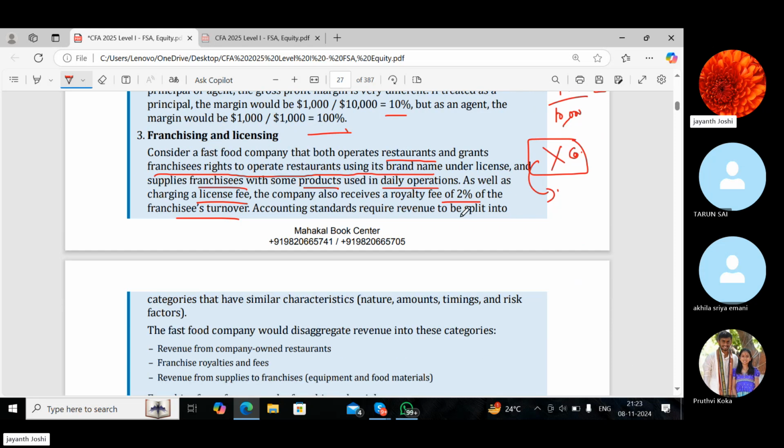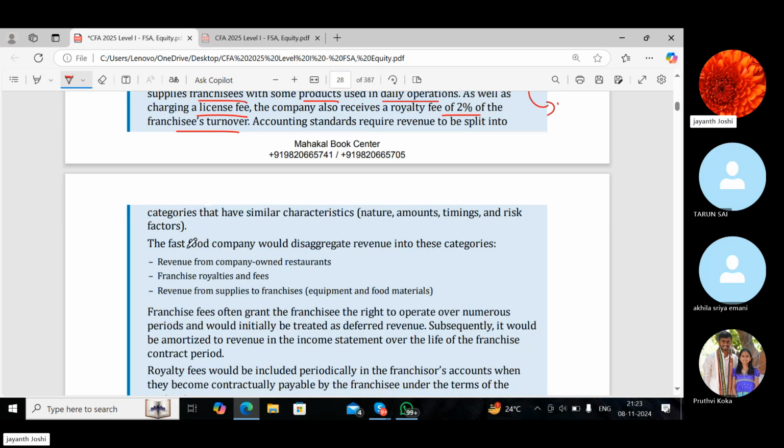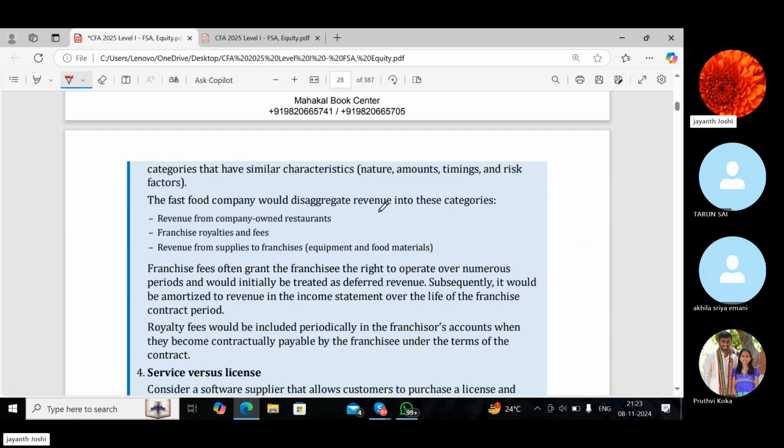Accounting standards require revenue to be split into categories that have similar characteristics: nature, amounts, timing, and risk factors. The fast food company should disaggregate revenue into three categories. That means it is aggregate revenue, but they have to show it in different ways, right, allocation of cost, etc., transaction price. So revenue from company-owned restaurants is different, franchisee royalties and fees are different, and also revenue from supplies to franchises is different.